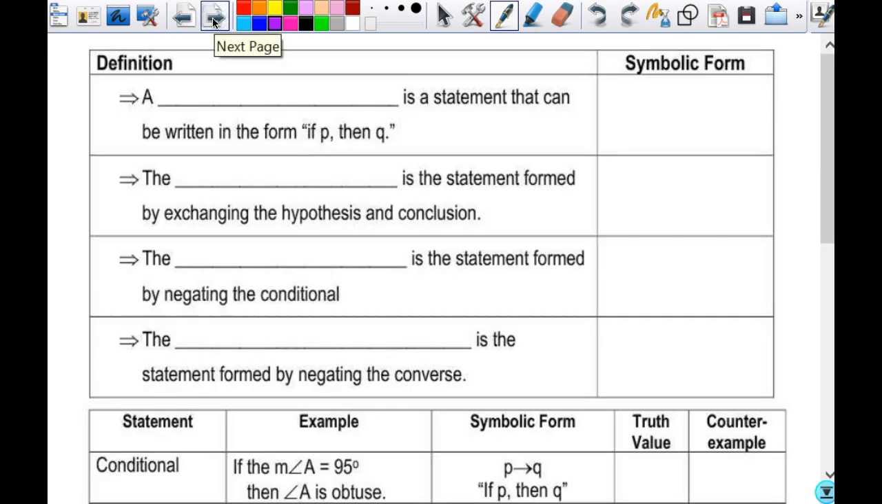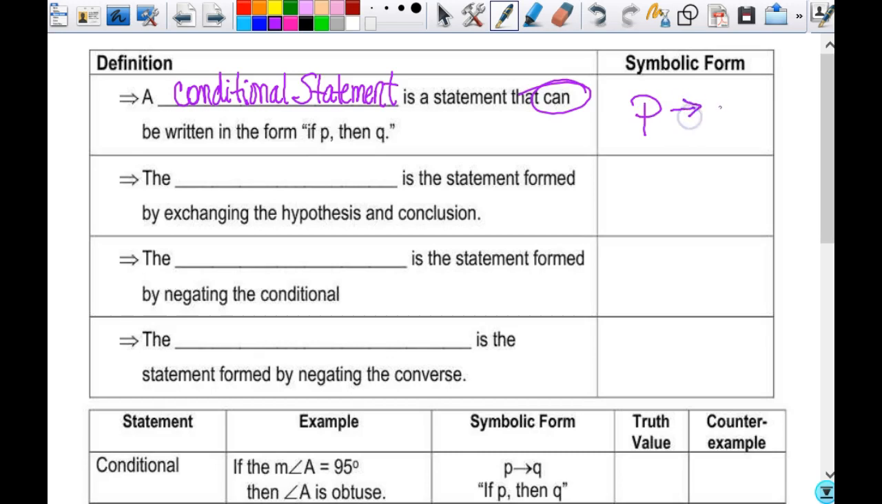Here are the different forms of the conditional statements. There are 4 conditionals that are related to each other. The first one, and we're just kind of repeating a little bit of what's on the front, a conditional statement, and I know we already wrote this on the front, but I want it here too, is a statement that can be written in the form if P then Q. So that's what this says, if P then Q. Right. So then we have 3 other ones that relate to the conditional statement.